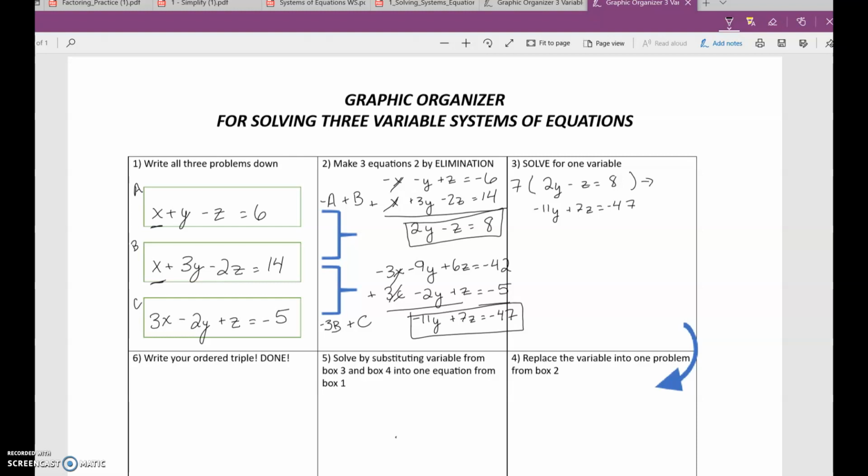So when I do that, my new equation will be 14y minus 7z equals 56. So now I can add that to my second equation. I'm just rewriting it here. I'm going to add that to a negative 11y, positive 7z, and a negative 47.